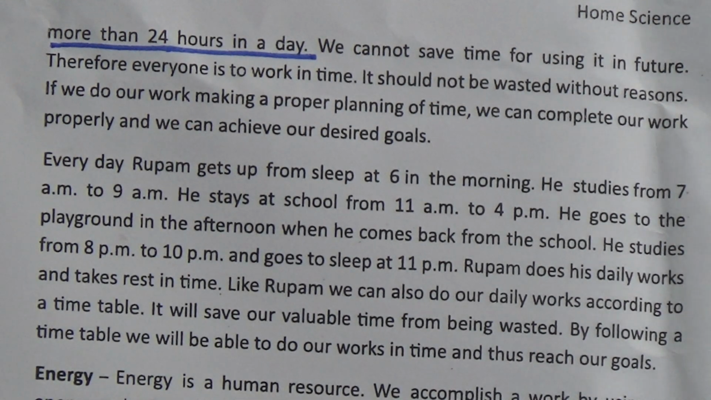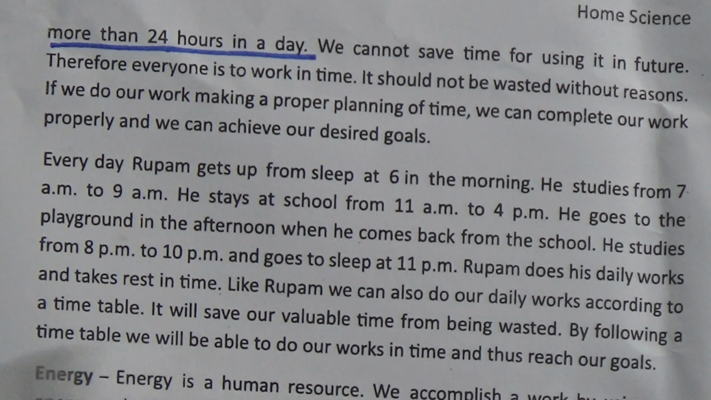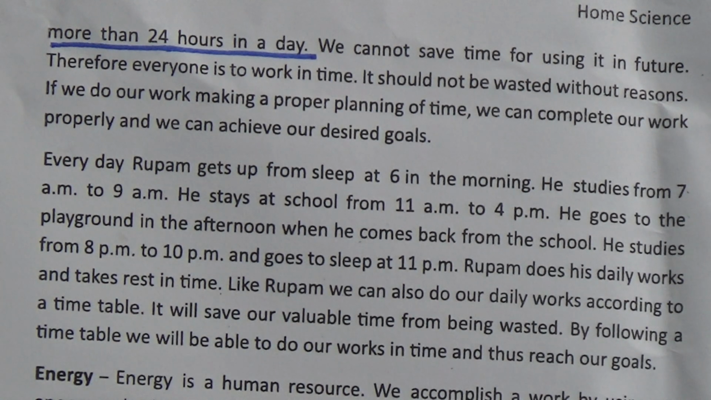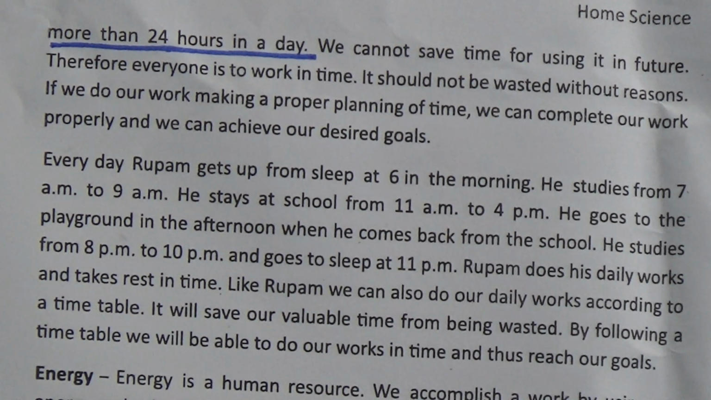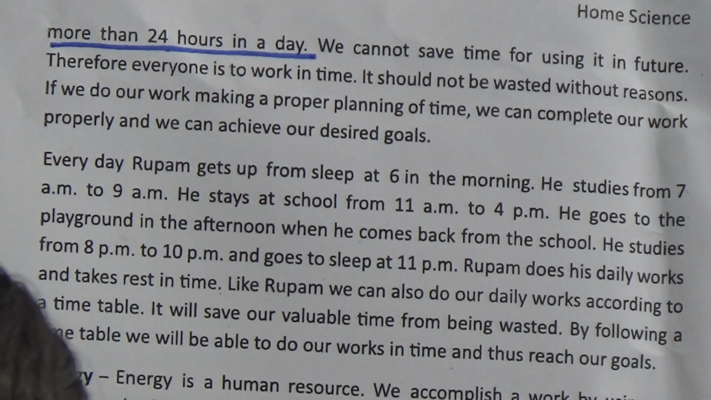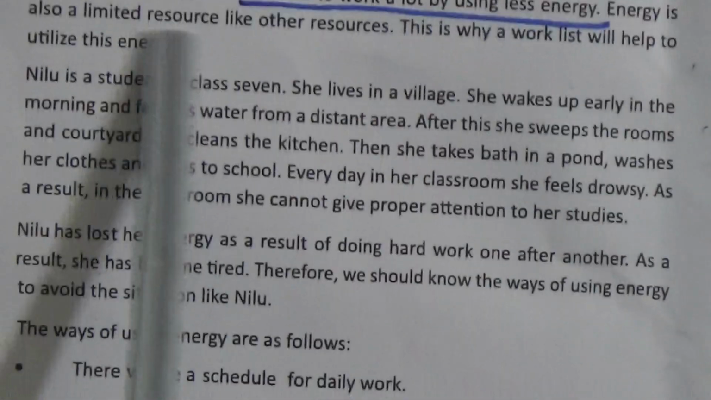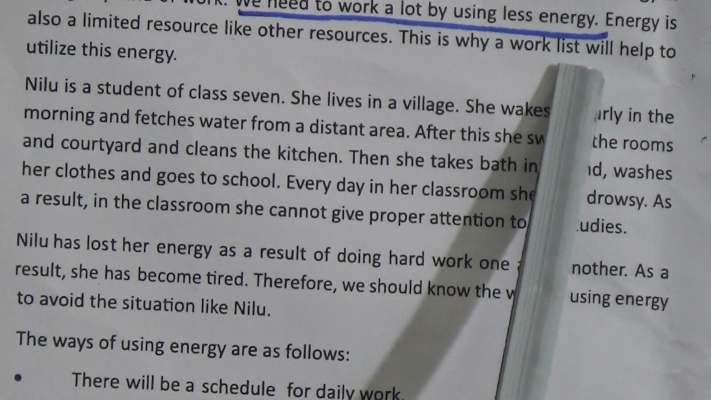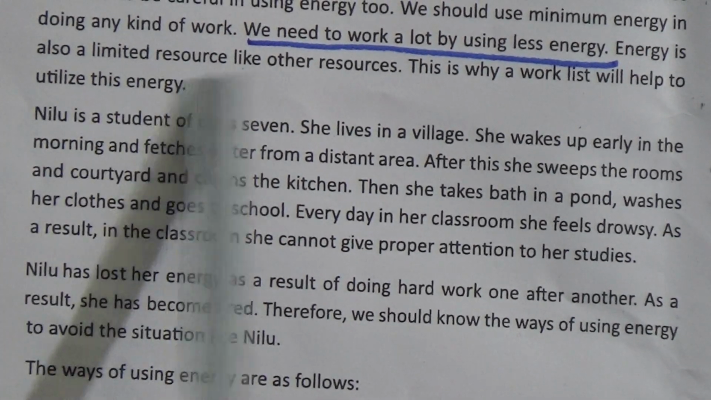Now, energy. Energy is a human resource. We accomplish work by using our energy and achieve our goal. A person earns this resource, and everyone is not energetic in a same way. However, one is able to do a lot of work with his energy, while other cannot do the same and becomes tired quickly. Like other resources, we need to be careful in using energy too. We should use minimum energy in doing any kind of work. We need to work a lot by using less energy. Energy is also limited resource like other resources. That is why a work list will help to utilize this energy.